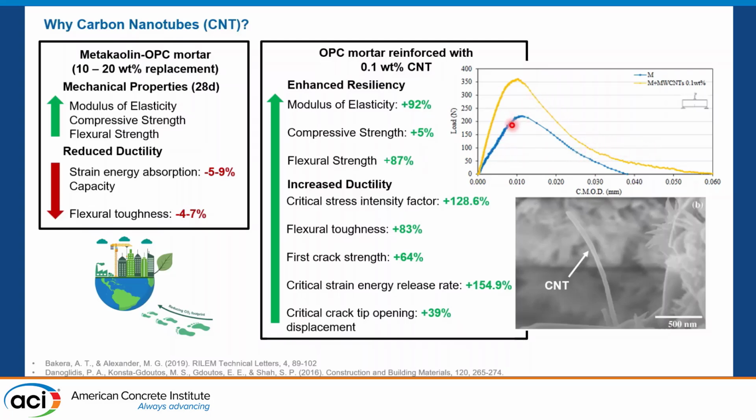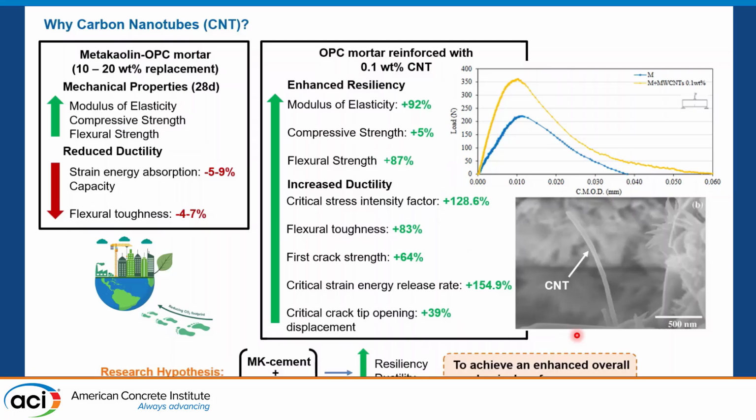The yellow curve just has 0.1 weight% of highly dispersed CNTs. And this is obtained using a 3-point bending test of notched beam specimens. And we can see that the addition of nanotubes, even though in small amount, affects both the post-peak and the pre-first crack in very significant ways. So we developed a research hypothesis: what if we combine them both? The combination of metakaolin plus CNT might give us an overall enhanced mechanical performance.